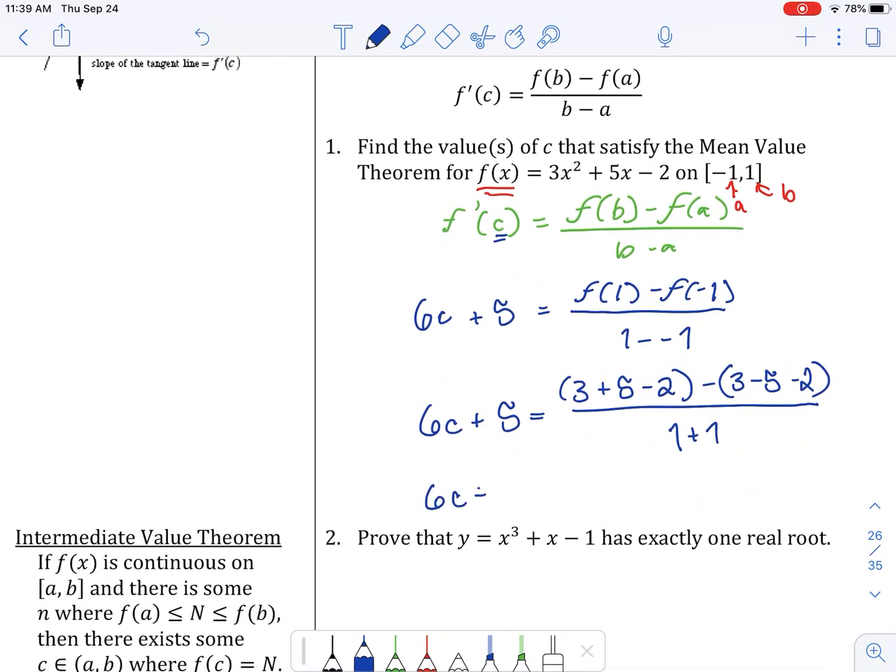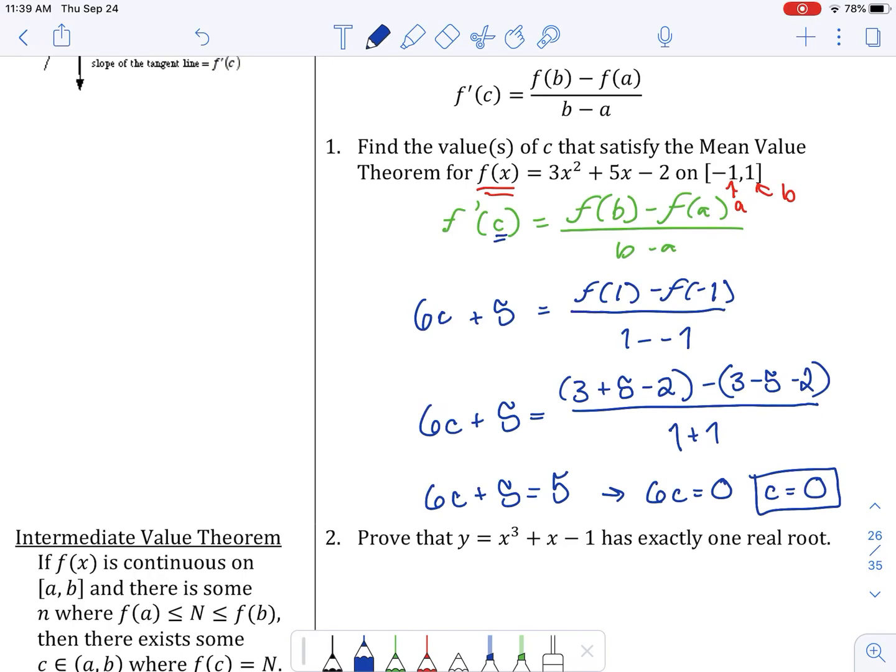And we're left with 6c plus 5, do a little bit of arithmetic, is equal to 5. And now we just want to solve for c, because that is our goal here, find the values of c. Subtract 5 on both sides, we end up with 6c equals 0, so c is equal to 0. And that's, for the most part, all you have to do.